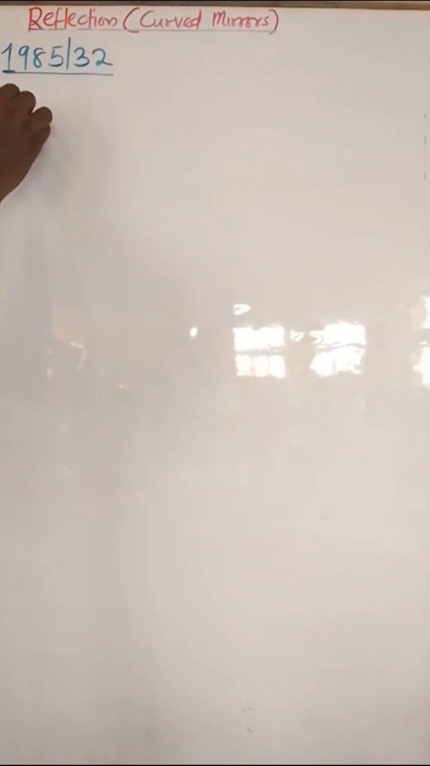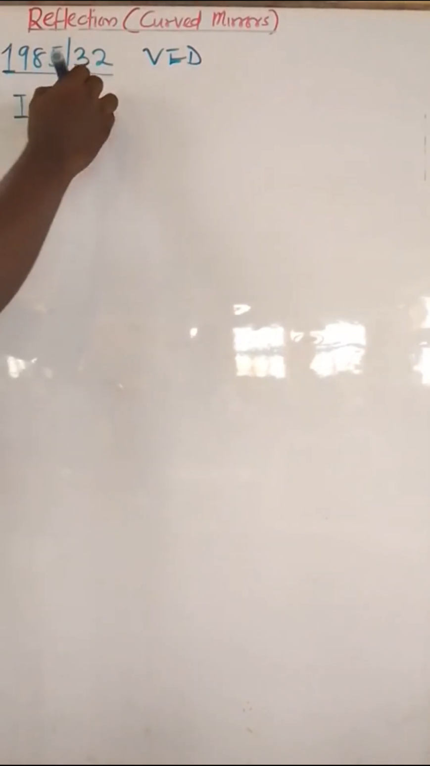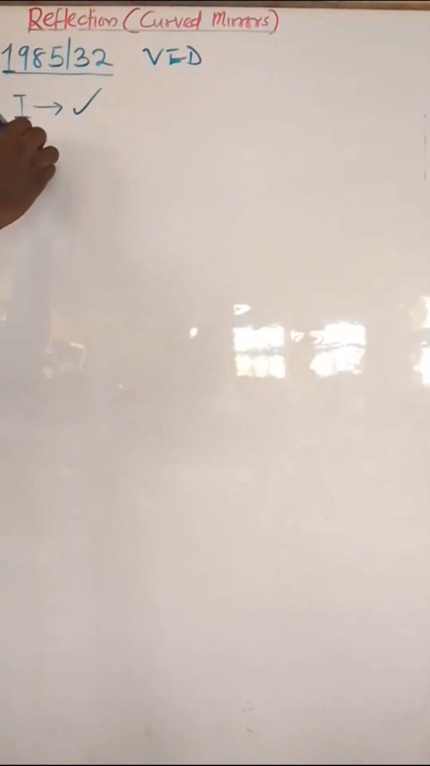1985, question 32. A convex mirror is used as a driving mirror because what? Its image is erect. Yes. Because for a convex mirror, we always have a virtual, erect image. It also has a large field of view.